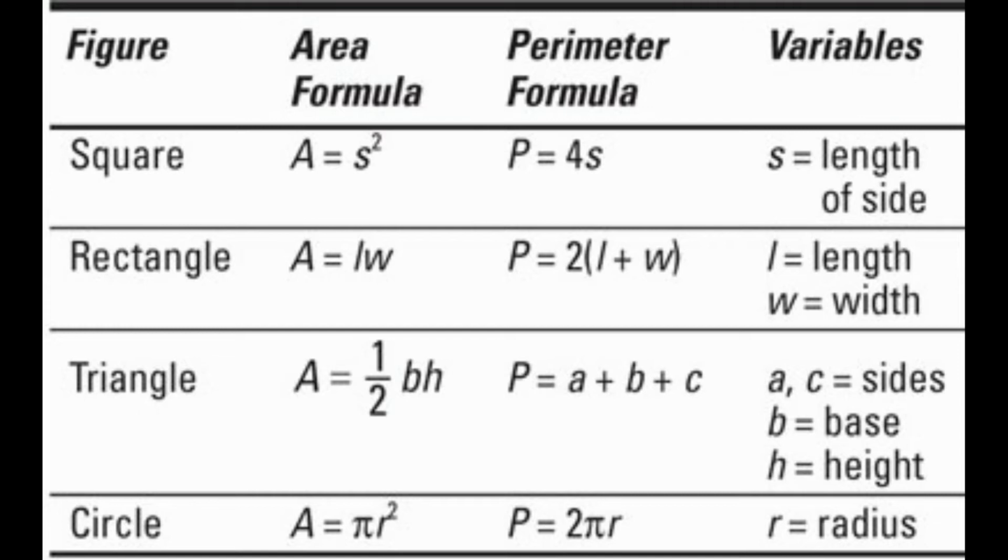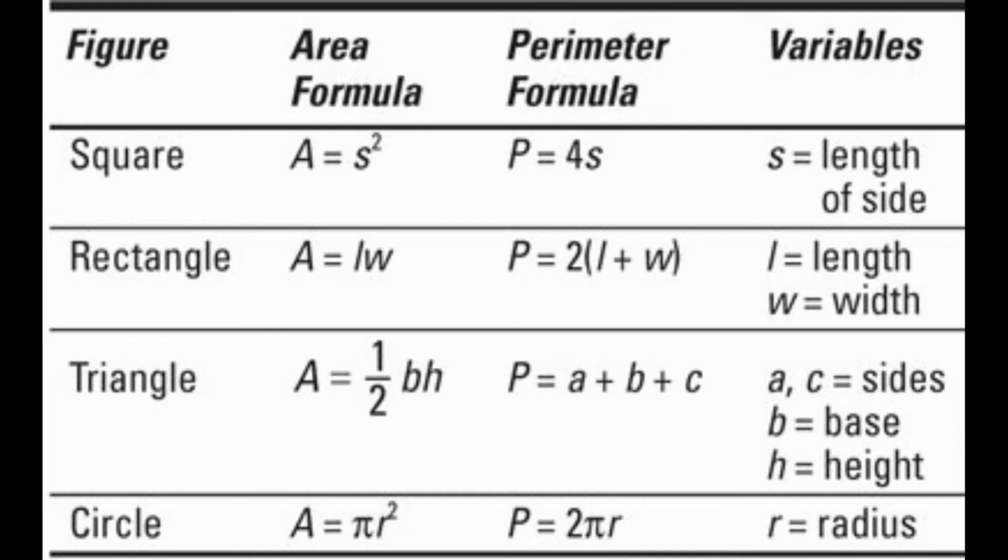So here the formula is written in the form of a chart, and you can easily note it down in your copy. We'll be discussing the square, rectangle, triangle and circle. The area of a square is side square, that is S squared, where S represents the side, and the perimeter is 4 into side, right? And the formula of the area of the rectangle is length into breadth. Breadth means the width. Width and breadth are basically the same. So length into breadth is the area, and the perimeter is 2 into length plus breadth.